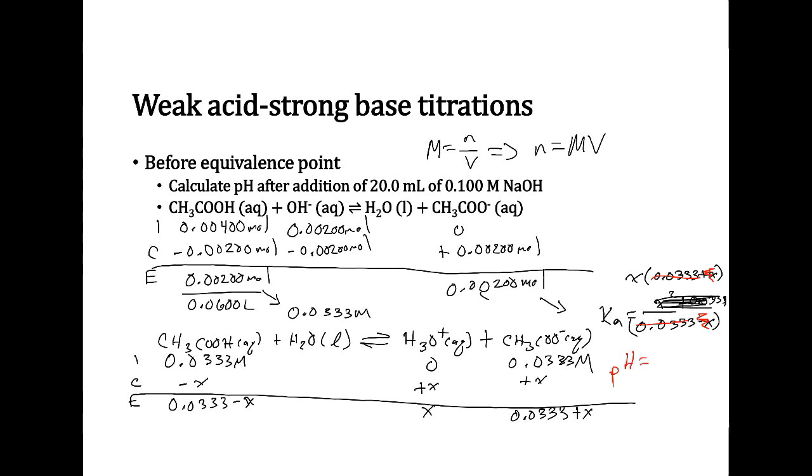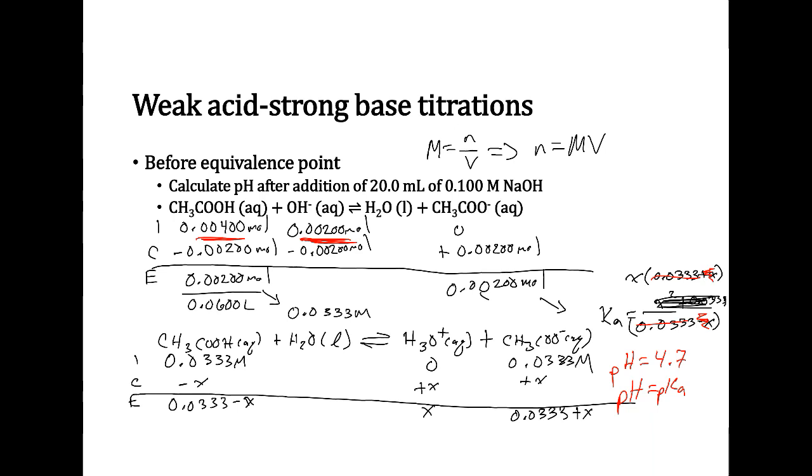Which means here that our pH is equal to 4.7, and at this half of the equivalence point, so see how we've added half of the moles of OH minus of what we initially started, pH is equal to the pKa at half of the equivalence point.